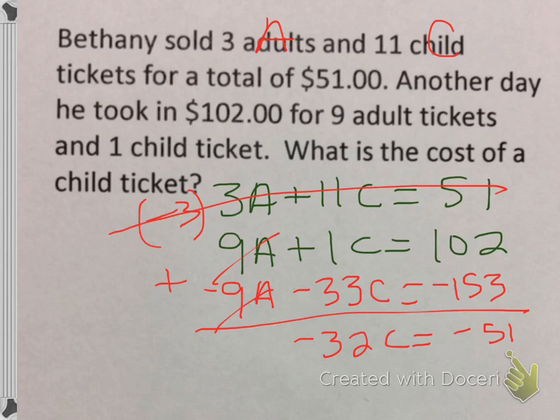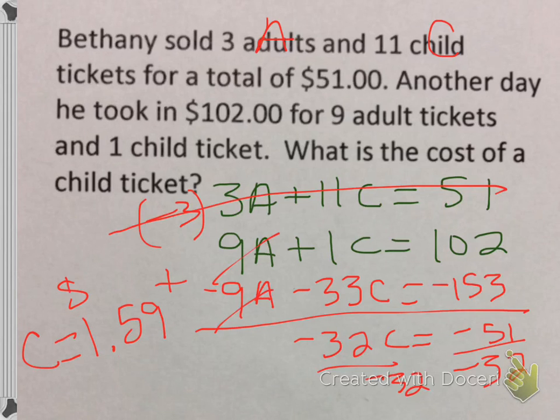To continue to solve that for C, I'm going to divide by a negative 32, which is my last step here. And if I round this to the nearest dollar, my child ticket is $1, or if I round it to the nearest dollar and cent, my child ticket is $1.59 each.